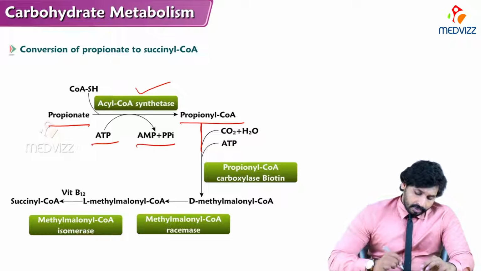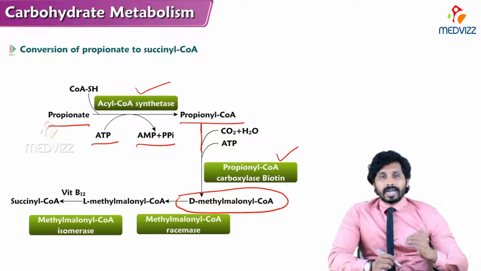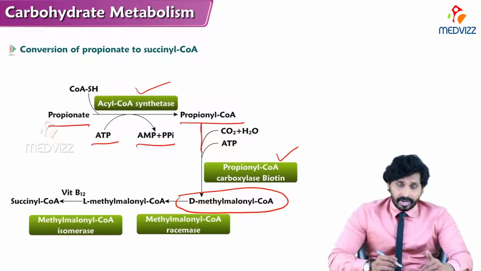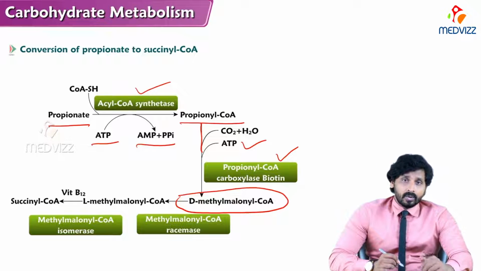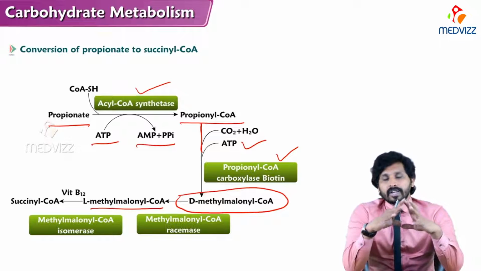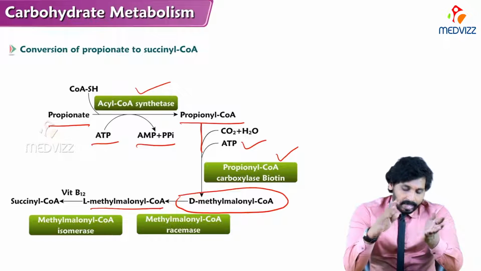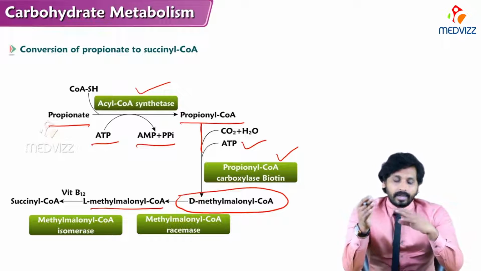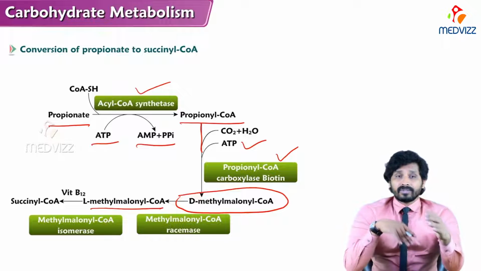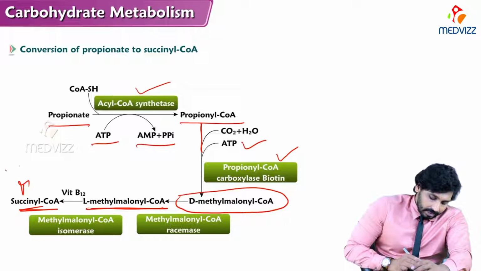This propionyl-CoA is converted to methylmalonyl-CoA by the enzyme propionyl-CoA carboxylase. One more carbon is added; this is a carboxylation reaction, where again there is a need of ATP, with the help of water, giving D-methylmalonyl-CoA, and this D-methylmalonyl-CoA is converted to L-methylmalonyl-CoA. The difference is the hydroxyl group present on the penultimate carbon, on the right side or left side. In D-methylmalonyl-CoA it is on the right side, and in L-methylmalonyl-CoA it is on the left side. This L-methylmalonyl-CoA is converted to succinyl-CoA, one of the intermediates of the TCA cycle.